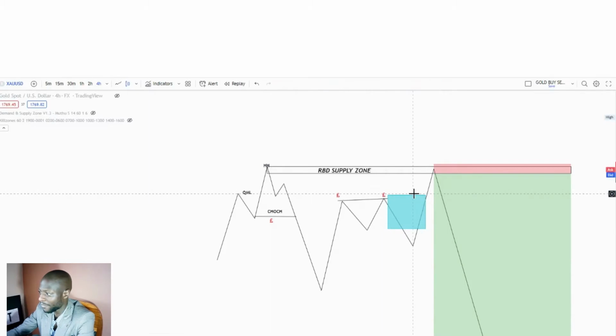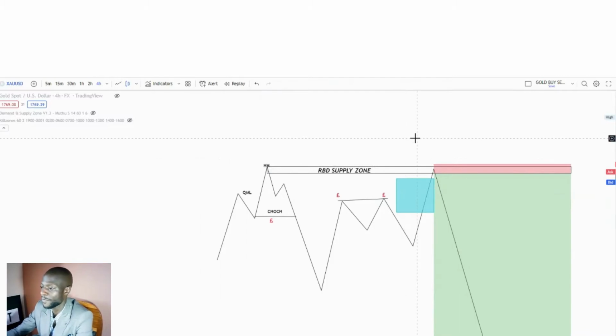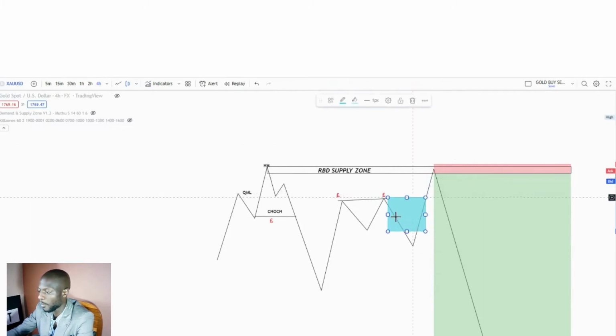However, one thing I've realized is that when the Asian range is closer to your zone, price usually takes out this higher high. So that kind of setup usually fails. So make sure that this Asian range is a little bit away from what? From your area of value right here. Make sure there's some good space between this Asian range and your rally based drop supply.